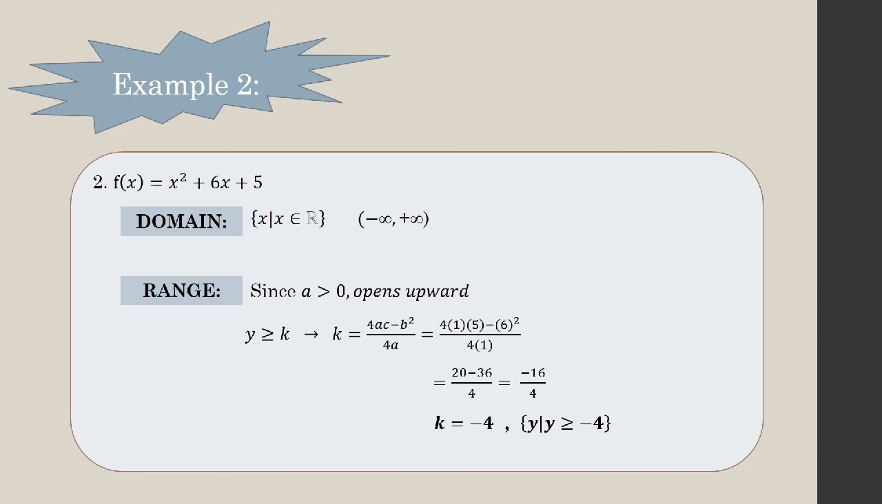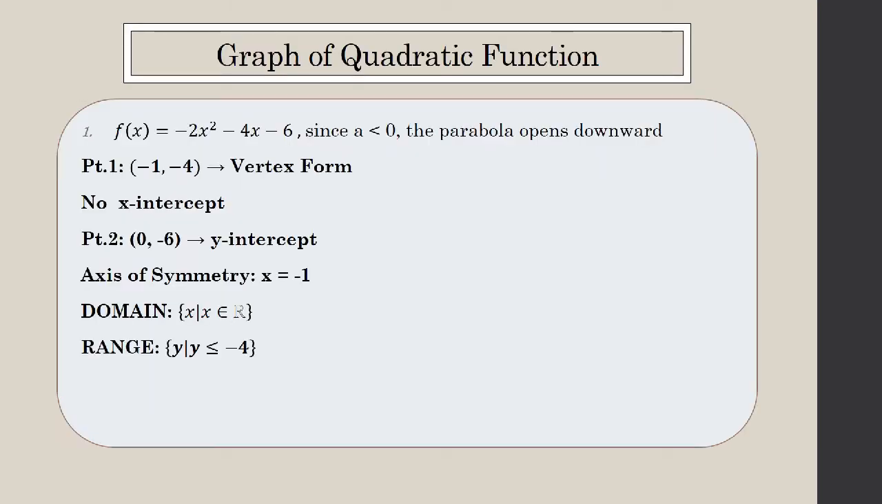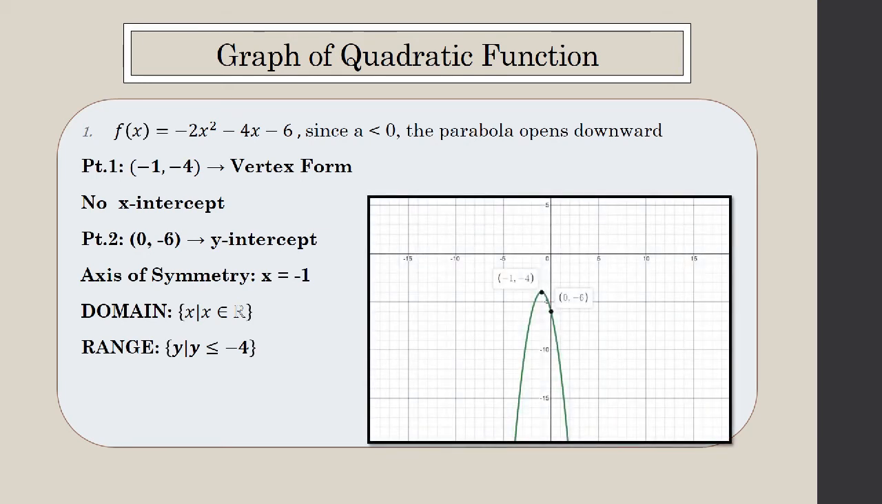Now for the final part, we have the graphing of quadratic functions. For number 1, we have the following. The vertex is (negative 1, negative 4), no x-intercept, and (0, negative 6) as the y-intercept. The axis of symmetry is equal to negative 1. The domain is x such that x is any element of all real numbers, and the range is y such that y is less than or equal to negative 4.